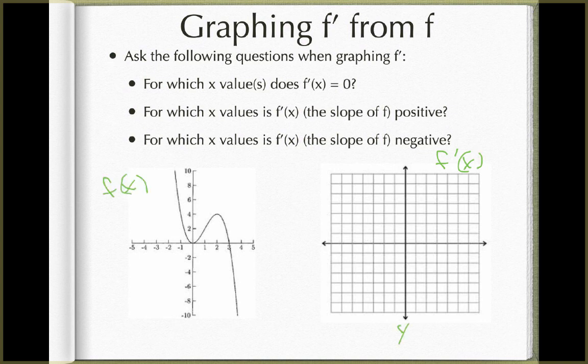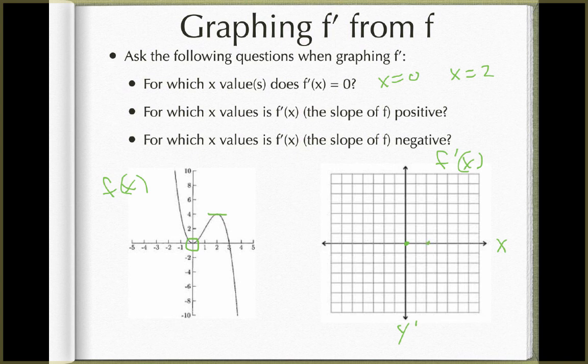Now this is my y prime. This is my x. So we want to look at this. It says, for which values does f prime of x equal 0? When is the slope of our graph on the left equal to 0? It happens twice. It happens at x equals 0, and again at x equals 2. We know our slopes are 0 at those 2 points, so we mark those on our f prime graph. We know our slope will be 0 at 0 and 2.